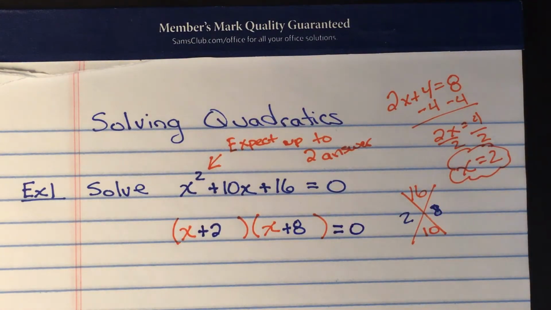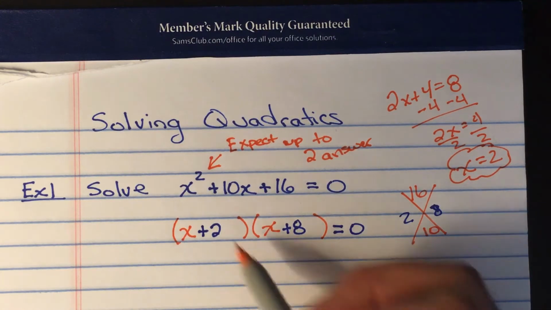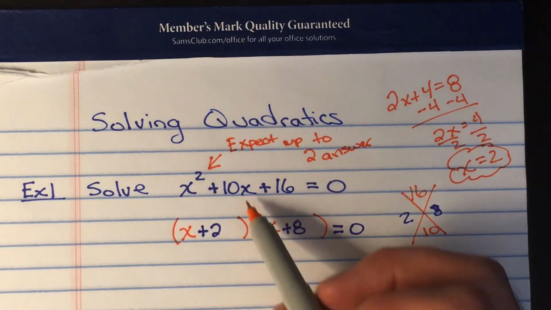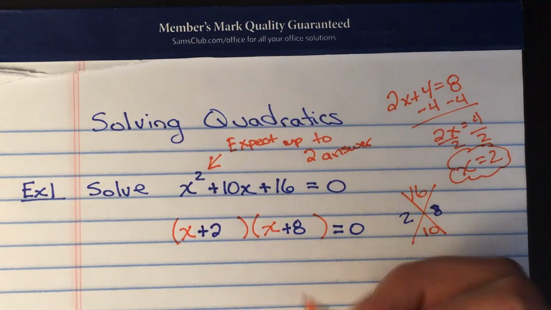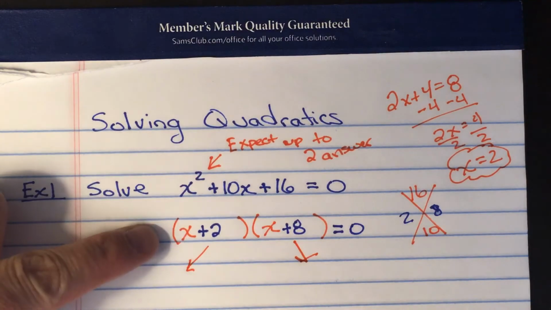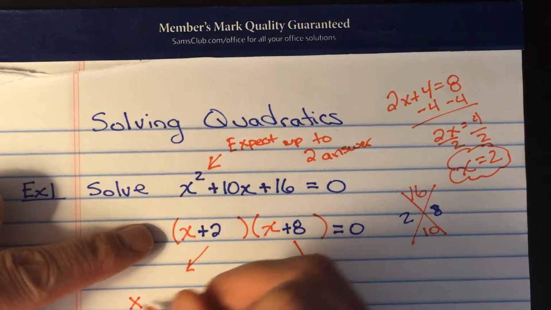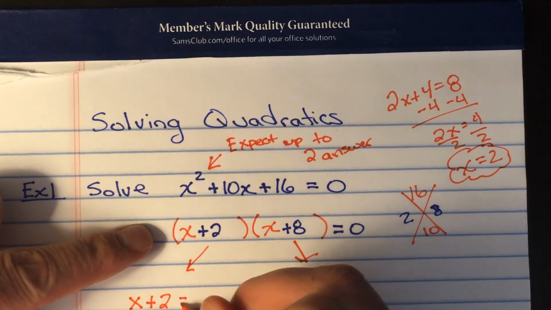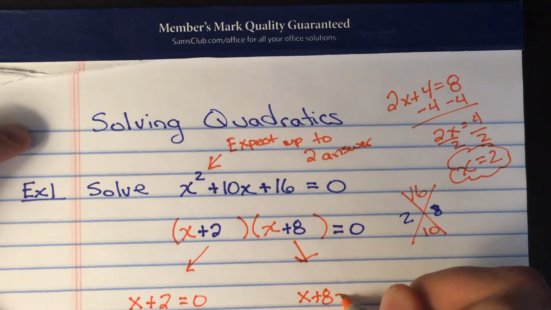Now what this helps us do is, using a property called the zero product property, we can solve this by splitting it into 2 equations. So we took this x squared equation, and now we can split it. We'll get into the zero product property later, but basically you can just think of this as 2 separate problems now: x plus 2 equals 0 and x plus 8 equals 0. So I write this out as x plus 2 equals 0, and then over here separately I write x plus 8 equals 0.